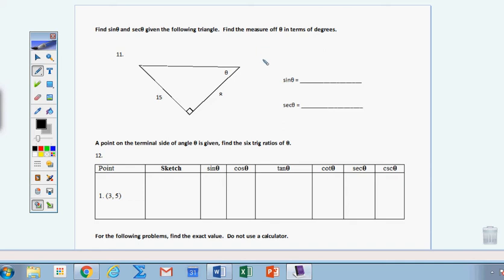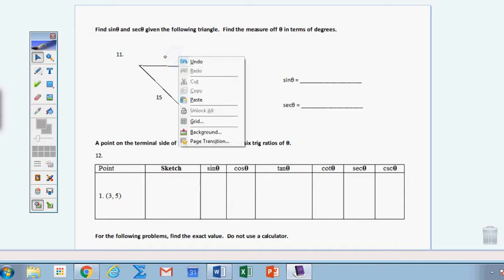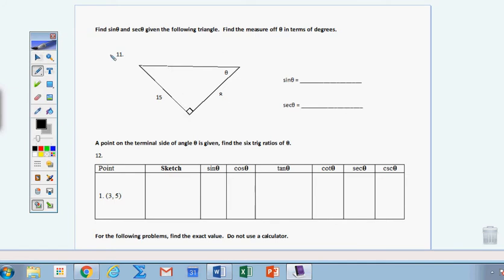So number 11 is for sine theta and secant theta given the following triangle. Find that. Find the measure of theta in terms of degrees. Alright, so we're given this triangle with sides 8 and 15. If we do Pythagorean theorem, this comes out to be 17.